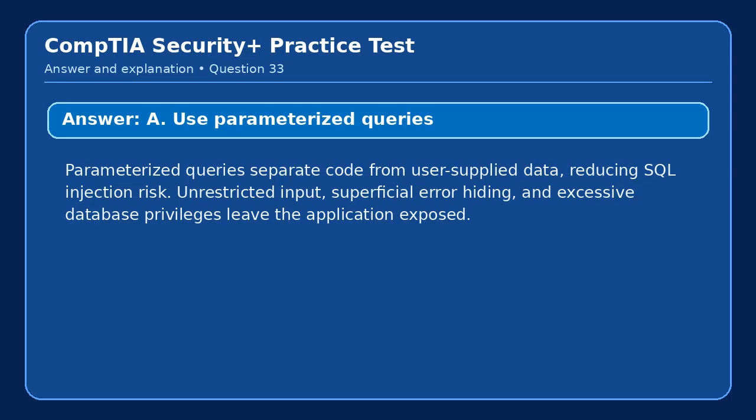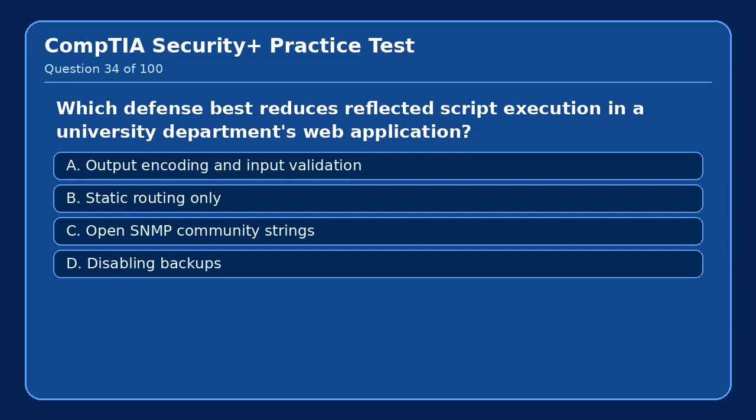Question 35. How should a financial services team protect a state-changing web request from forged browser submissions? A. Move the server to a larger subnet. B. Require users to clear browser history daily. C.